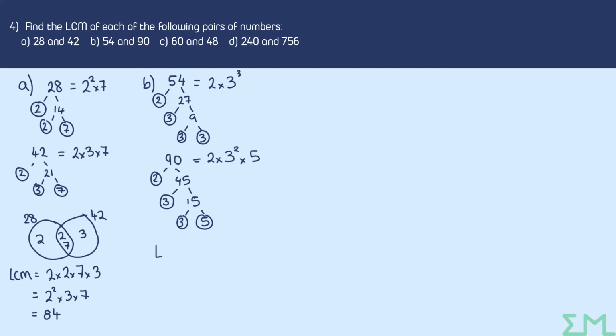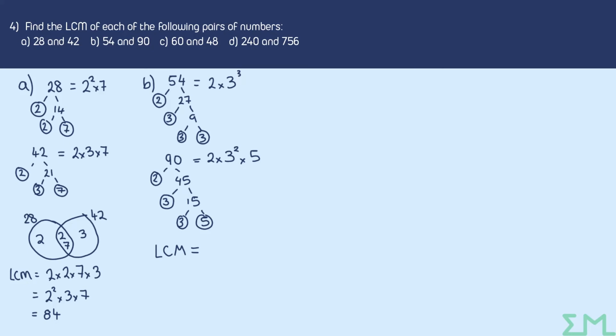So the way we can do LCM without using the Venn diagram is to go through every prime number that appears in our prime factorizations and take the highest power that we see. So it's kind of the opposite, as a way to remember it. Lowest common multiple, you pick the highest power of each prime number.